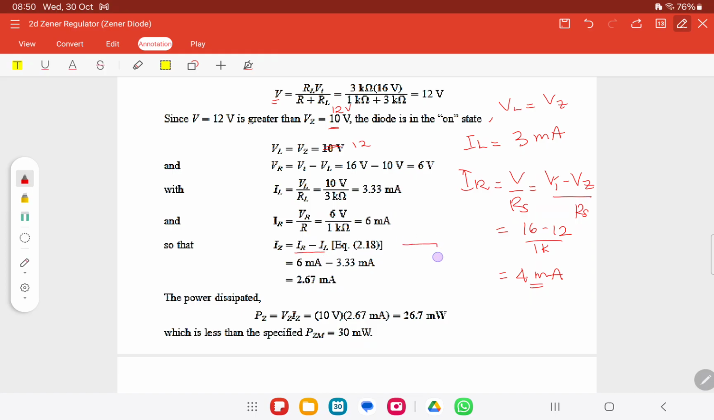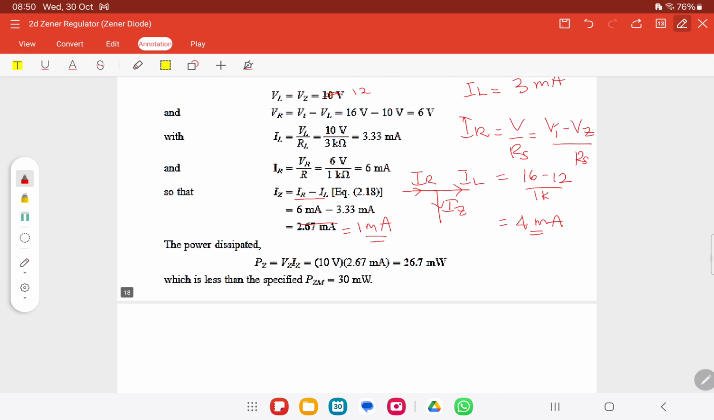Here, this is IR, this is IZ, this is IL. 4 milli minus 3 milli, right? That is 1 milli. So IZ is 1 milli. Okay, IZ is 1 milli. So we can find the power dissipated by multiplying by the 1 milli from just now.